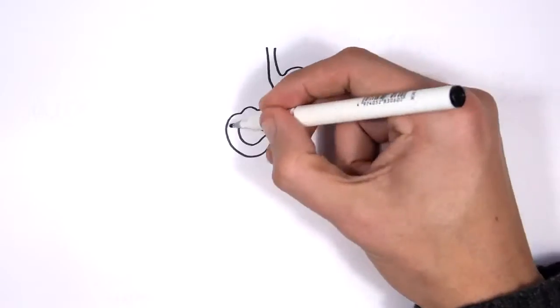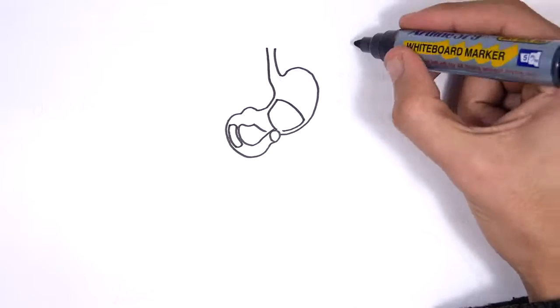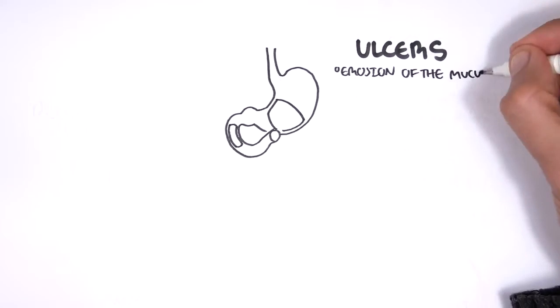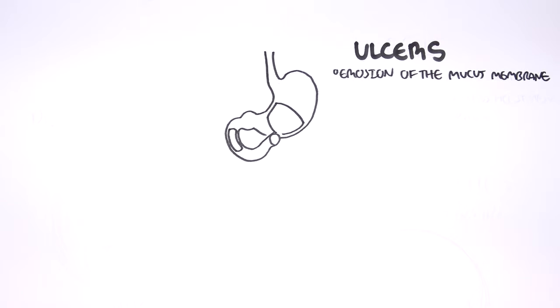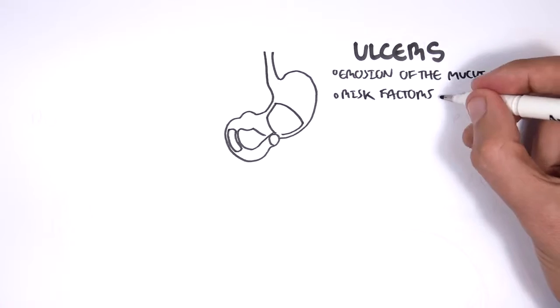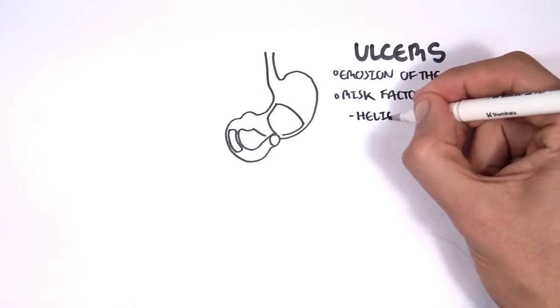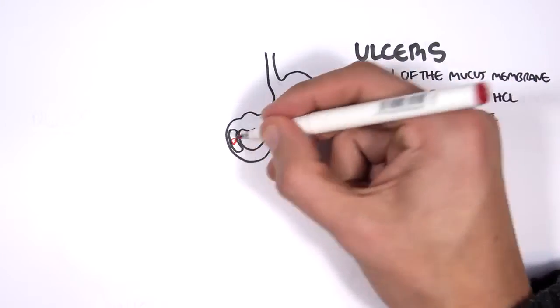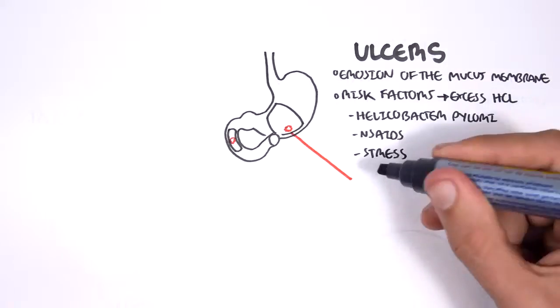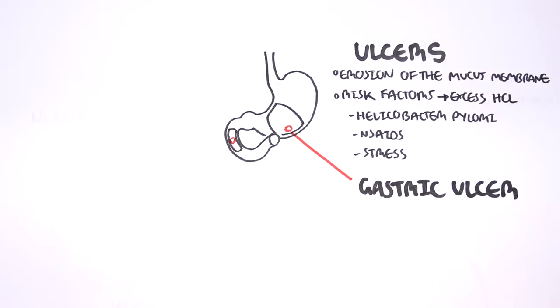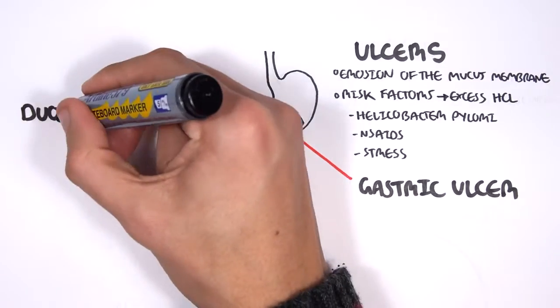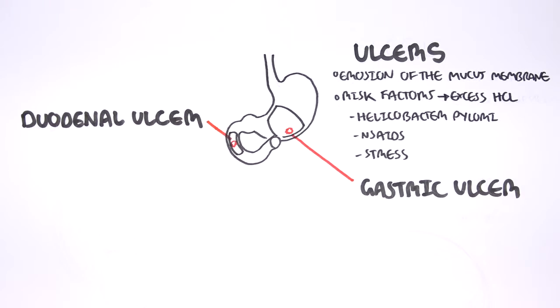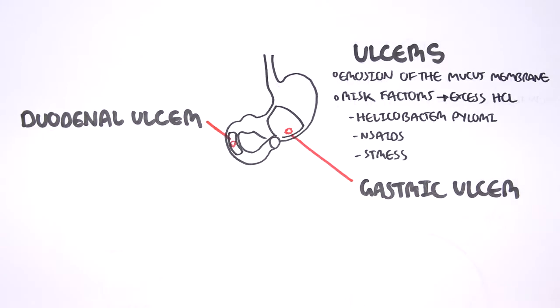The next condition is a very common cause of upper GI bleed. It's just ulceration. Ulceration is erosion of the mucous membrane, and the risk factors are similar to gastritis, but it is technically a different condition. Risk factors for ulcer formation in the stomach include excess hydrochloric acid secretion, which can be caused by a few things: Helicobacter pylori infection, use of NSAIDs, and stress. And ulcers can occur not only in the stomach, but also the duodenum. So we can have duodenal ulcers and gastric ulcers.